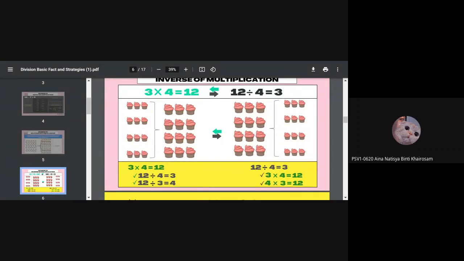Okay. For 3 times 4 equals 12, they give 2 facts of division, which is 12 divided by 4 equals 3. Same goes to 12 divided by 3, we get 4. And so the division gives 2 basic multiplication facts, which is 3 times 4 equals 12 and 4 times 3 equals 12.